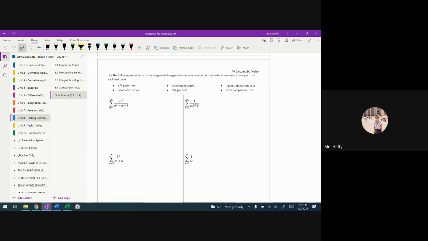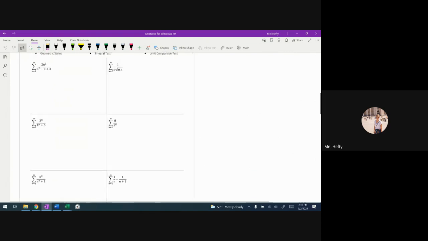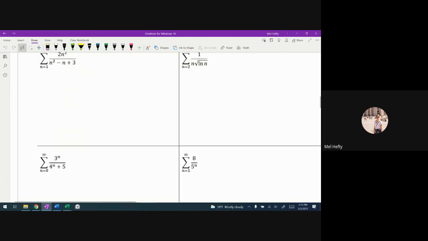So here, think about which tests you don't like very much. Think about which tests you're going to want to look for first. For me, the first test I always look for is nth term because there's usually only one where the limit doesn't go towards 0. Does anyone already see where the nth term question might be?